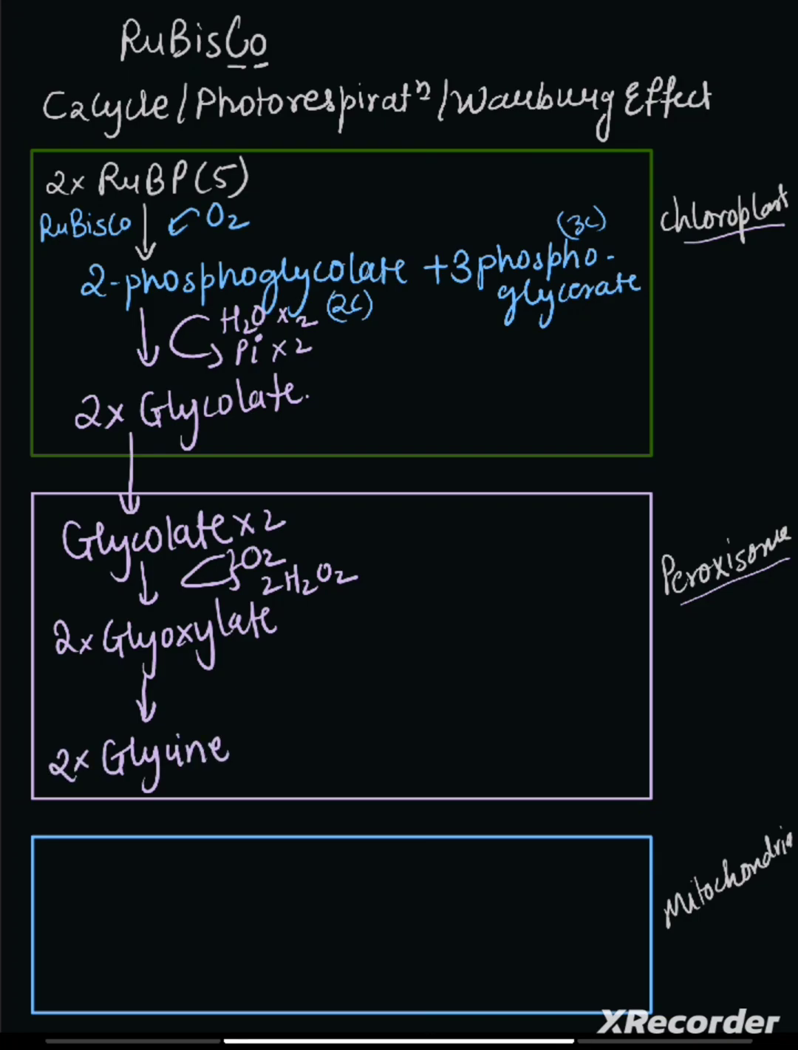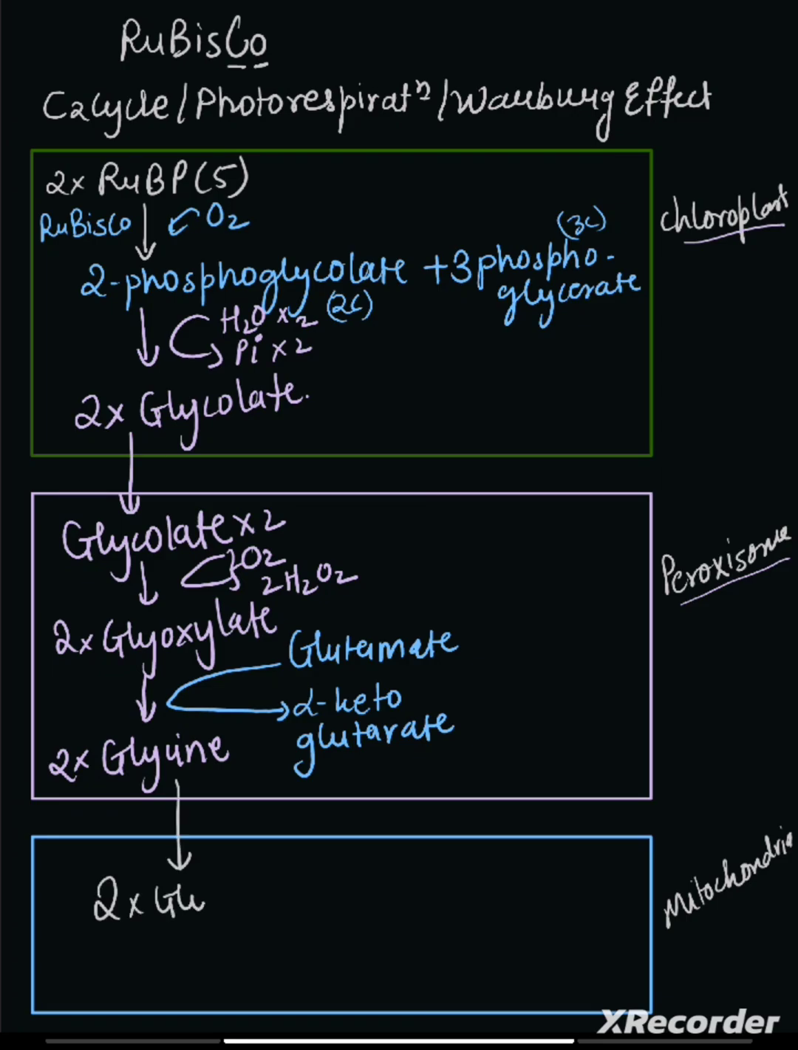Now from glyoxylate we are converting it to the amino acid, so we need to take an amino group from someone, right? So for that matter, we have here glutamate in the peroxisome. This glutamate donates amino group to glyoxylate to convert it to glycine, and itself gets converted to alpha ketoglutarate. Now glycine further enters the mitochondria.